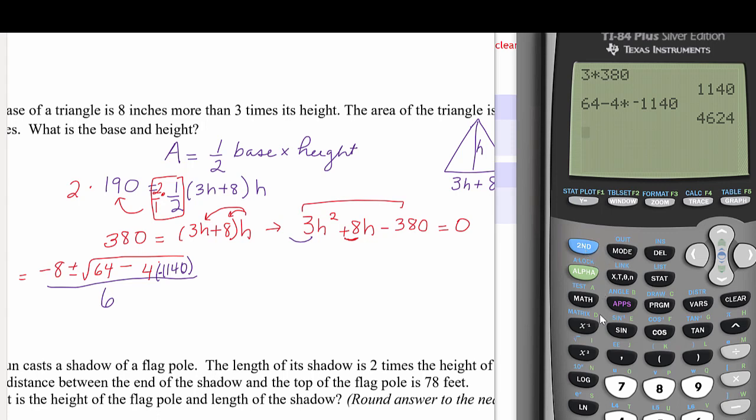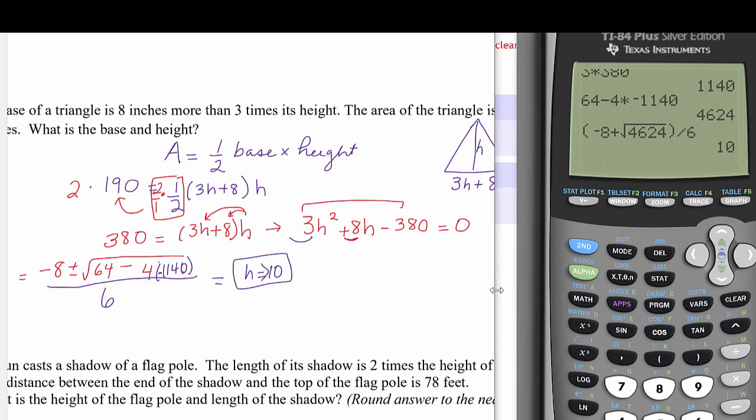So let's actually do the whole thing. We're going to do negative 8 plus the square root of 4624, divided by the 6, and see what we get. Oh, we get 10. Nice. So h equals 10, and that's our height. So then what's the base? Well, remember the base was 3 times the height plus 8, 3h plus 8, right? So 3 times 10 plus 8, so 38. So 38 inches, and the height is 10 inches, because everything's in inches in this problem.